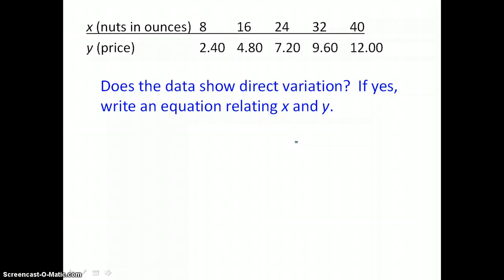Does the data show direct variation? If yes, write an equation relating x and y. So we want to look at this table of values and decide if there is a constant of variation for every ordered pair. Does a equal y over x for every ordered pair? So does 2.4 divided by 8 equal 4.8 divided by 16?